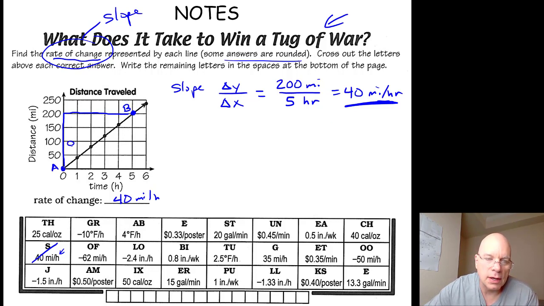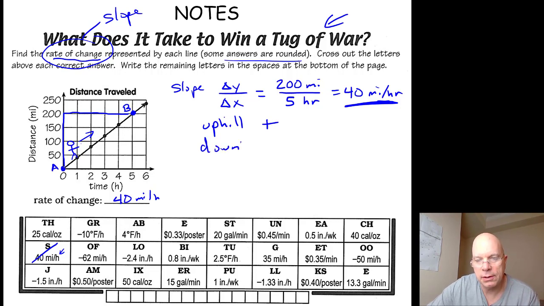Imagine you were walking on this line. If you're walking from left to right, the same way you read a book, wouldn't you be going uphill? The uphill slopes are positive. If we have a downhill slope, that's negative. So if as x is increasing, y is also increasing, then you have a positive slope.